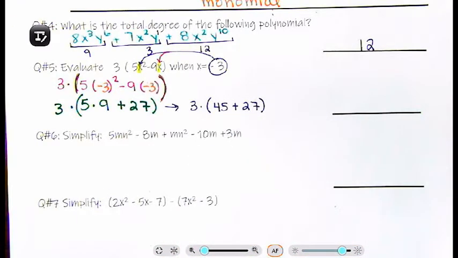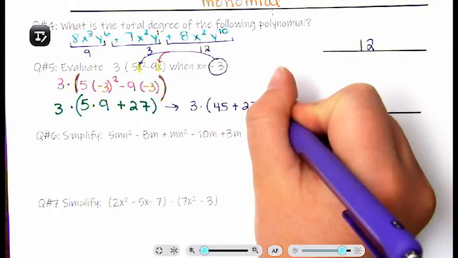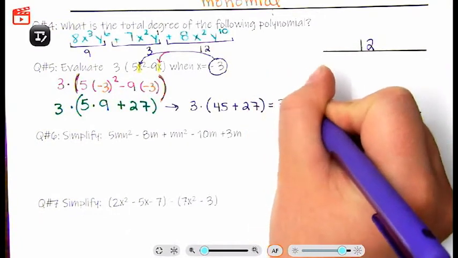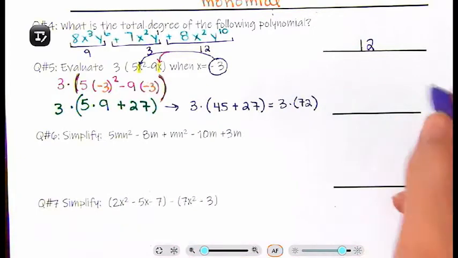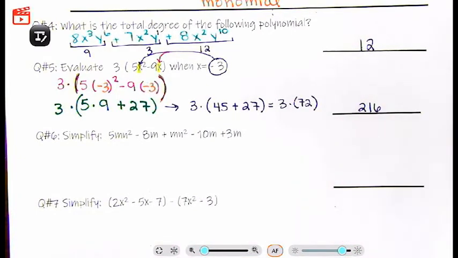And these are in parentheses. This is not an absolute value. This is parentheses. So I get 45 plus 27, and I get 72. So I get 3 times 72. 72 times 3, and that is 216.